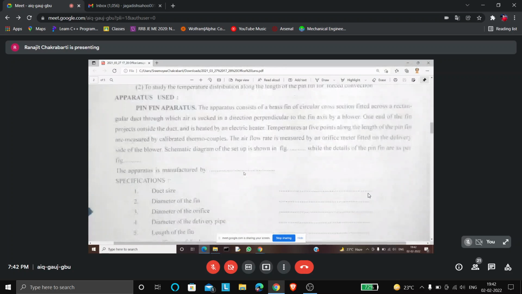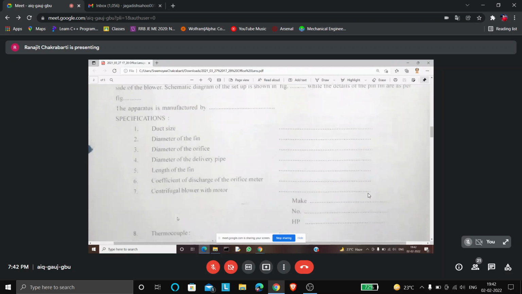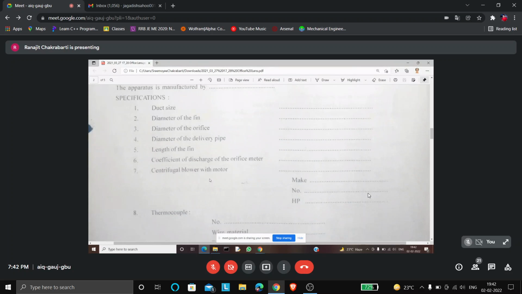That's why I'm not going through this now. It's a brass fin of circular cross section, and the apparatus is manufactured by Polylab. The sizes, duct size, diameter of the fin, which is 12.7 millimeter, diameter of orifice, etc., I'll be giving you later. I'll fill up all those things and hand them over to you.